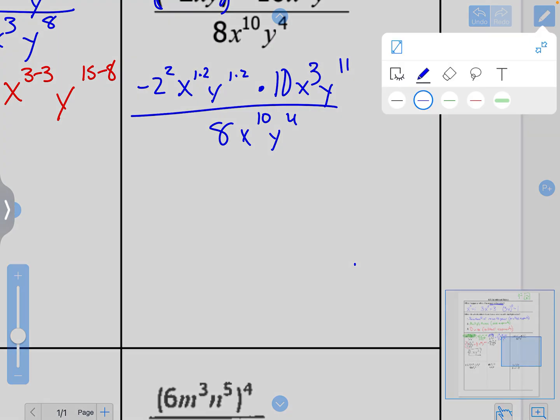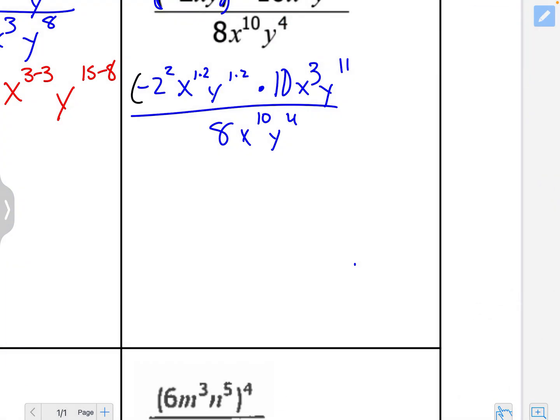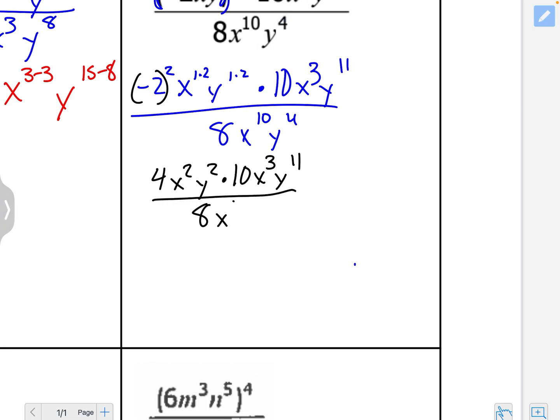So now I need to simplify what I have. So -2 squared, remember to put it in parentheses. So I'm going to end up with 4 x to the 2, y to the 2, times 10 x to the 3rd, y to the 11th, over 8x to the 10th, y to the 4th.